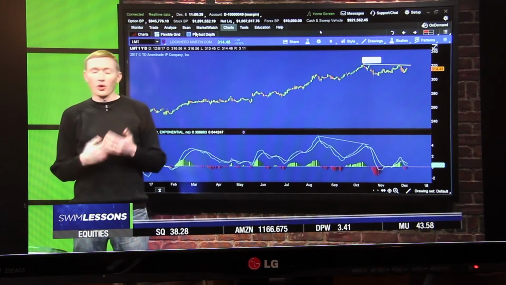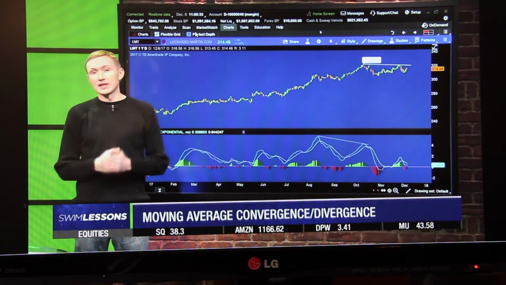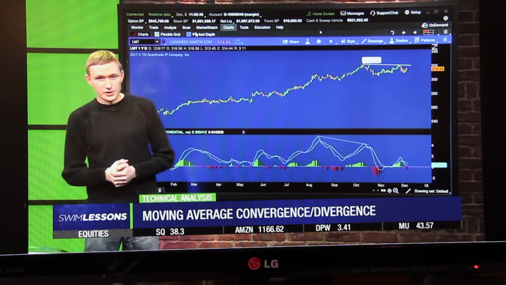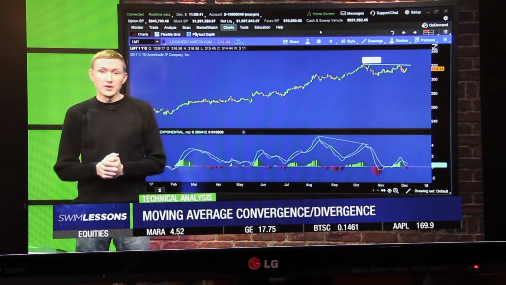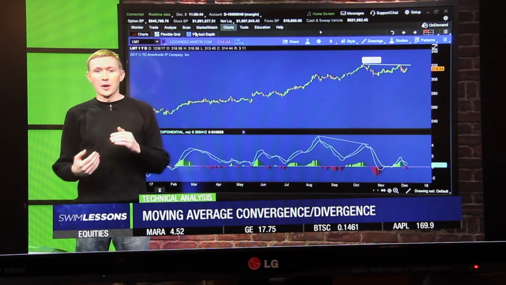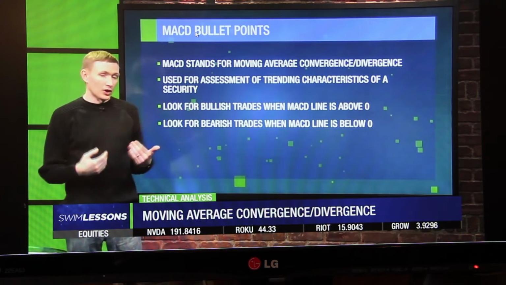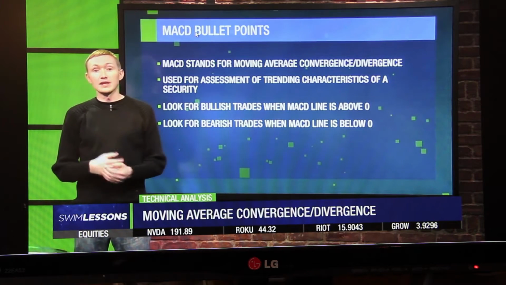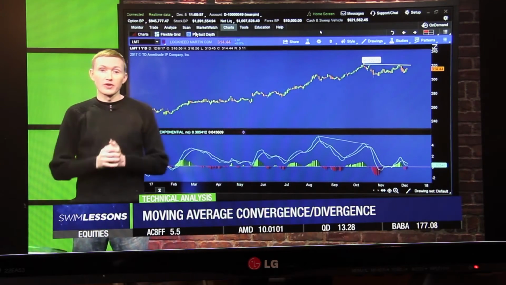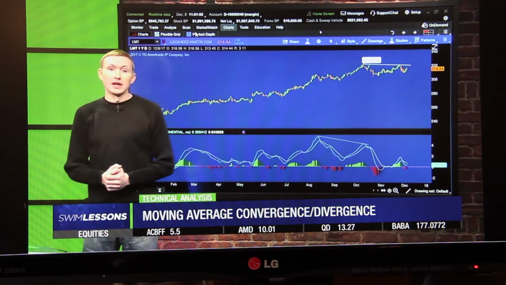All right, so today we're going to break down the MacD study. This is one of the most popular technical analysis studies that there is. MacD stands for Moving Average Convergence Divergence. It's an oscillator that is widely used for assessment of trending characteristics of a security, but it's really just calculated by the difference between two different moving averages. The default periods are the 12 and 26 period moving averages. It's just plotting the difference between where those moving averages would be on the chart and placing a line down on a lower study below.